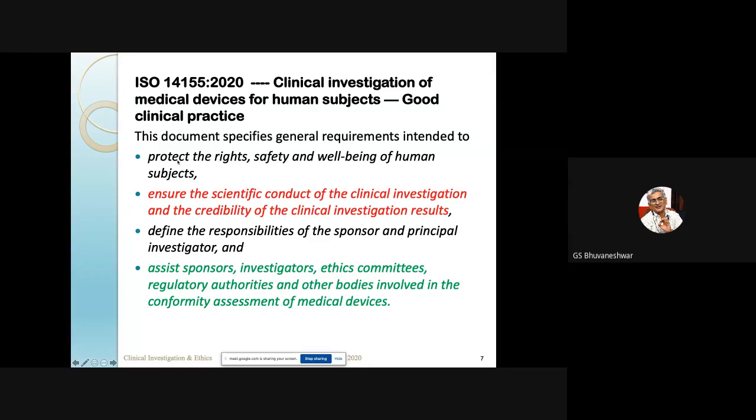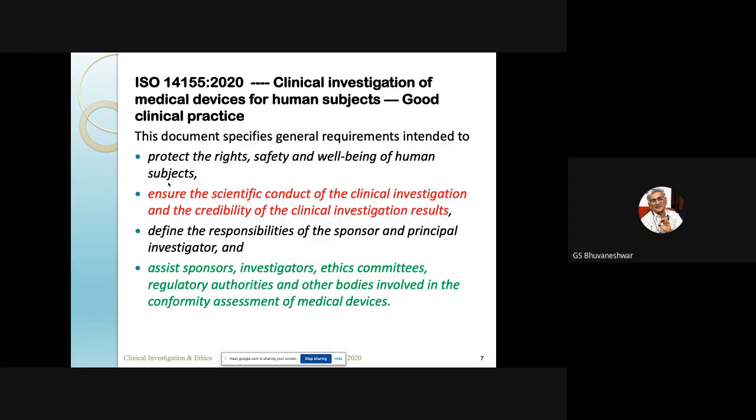So the standard specifies the general requirements like protecting the rights, safety, and well-being of the human subjects or patients who are involved. Ensure that the scientific conduct of the clinical investigation and credibility of the clinical investigation results will be established. That is, you don't do a clinical study which leads to useless results. So basically, the study should be well planned, should have a very strong scientific basis, should be well analyzed to minimize risks, and ensure that at the end of the clinical investigation, you have useful results.